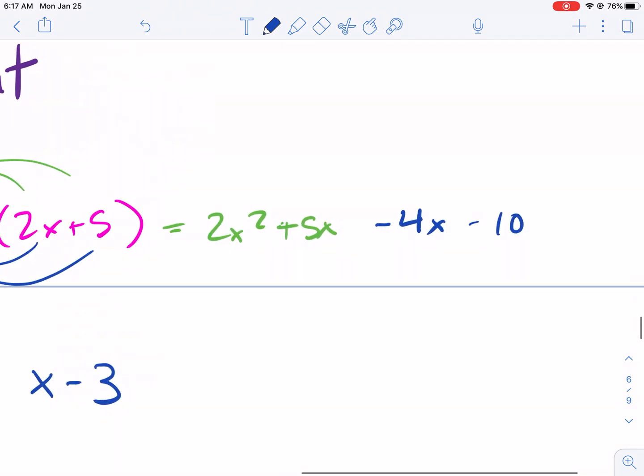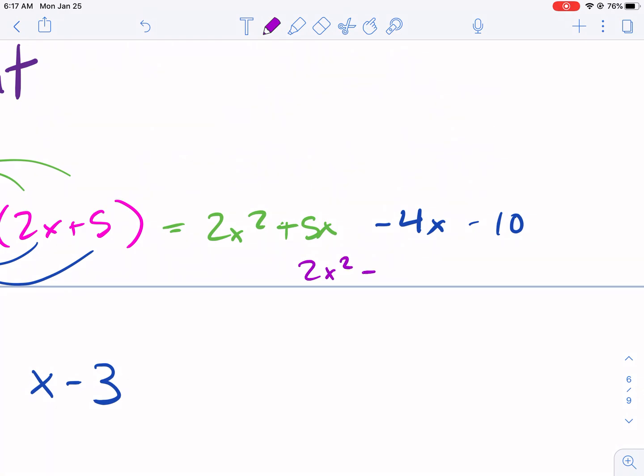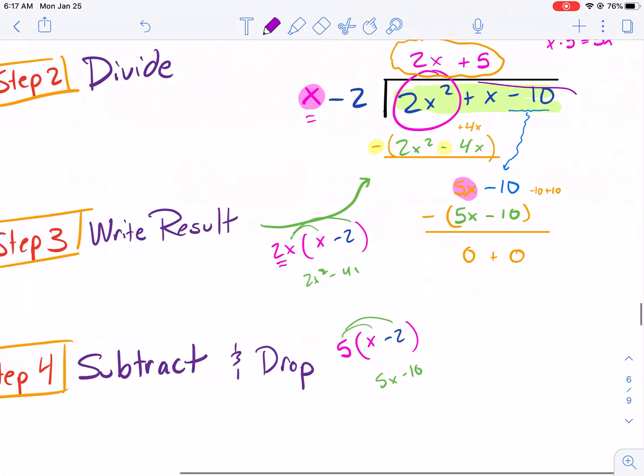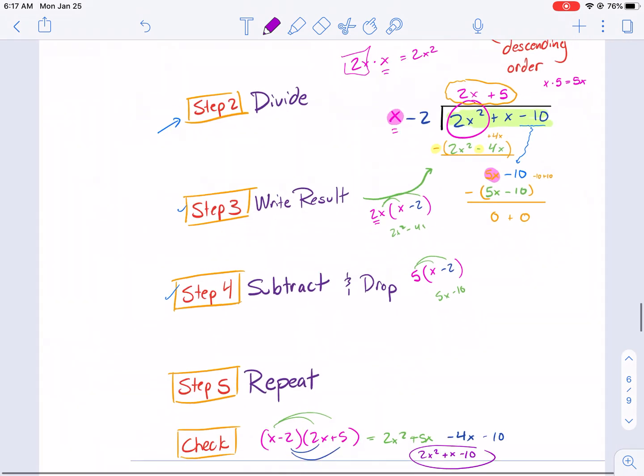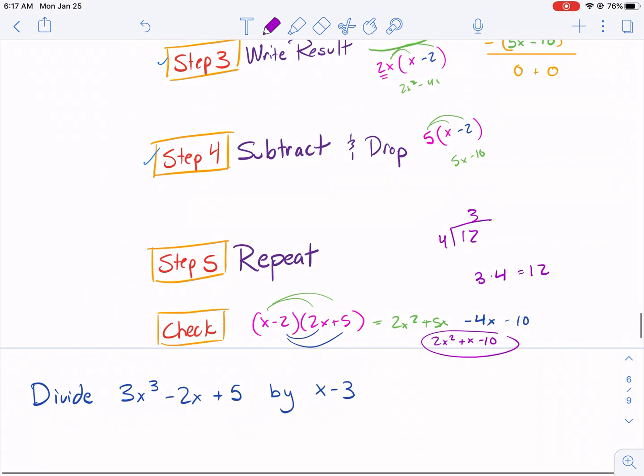Okay. We're going to combine like terms, and once we combine like terms, we're going to get 2x squared plus x minus 10. And that should be our answer. Let's see if it matches up. And it does. It matches this, so we know we divided correctly. You can always check your answer. That'd be the same thing as if we did 12 divided by 4 and we get 3. And we check our answer by doing 3 times 4 equals 12. It's the same process, but now we have variables, okay?